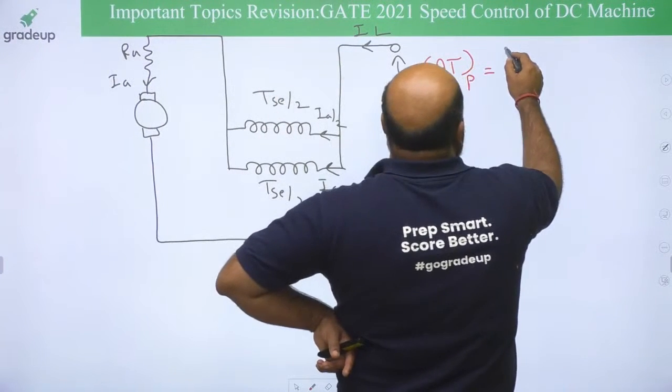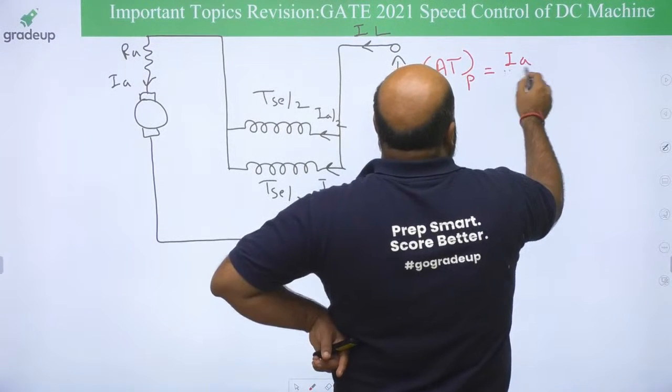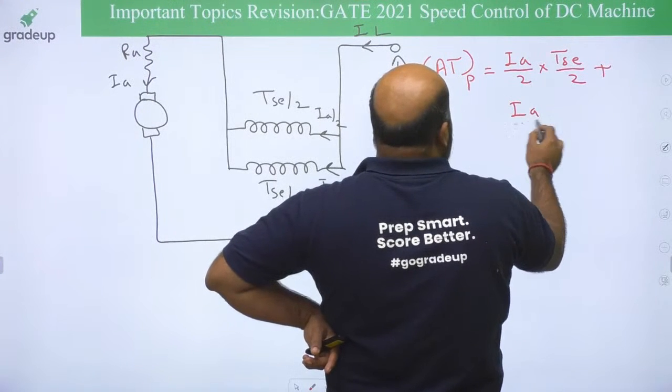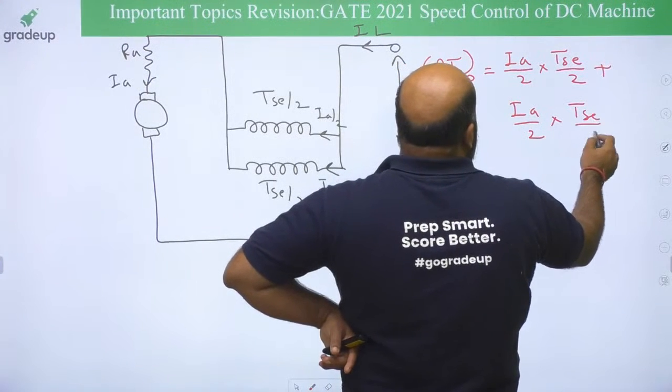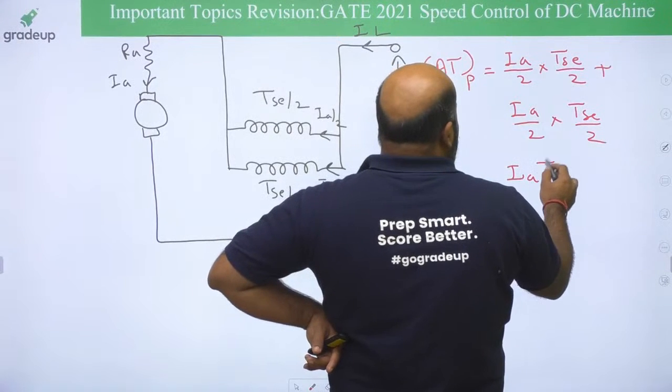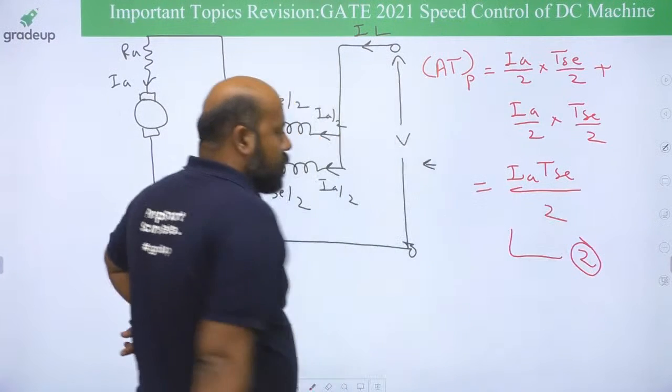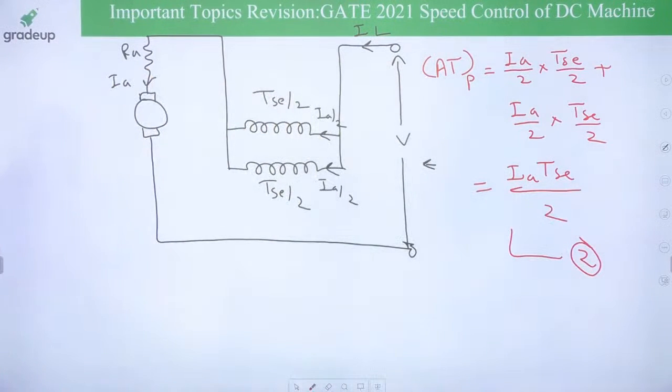Now can you tell me what is going to be the ampere turns for the parallel combination? For the parallel combination it is going to be IA by 2 into TSE by 2 plus IA by 2 TSE by 2. Total it is going to be IA TSE by 2. Say this is equation number 2. Everybody just tell me, are you getting this clear in your mind, if you have the series and parallel combination? Yes or no? Clear?